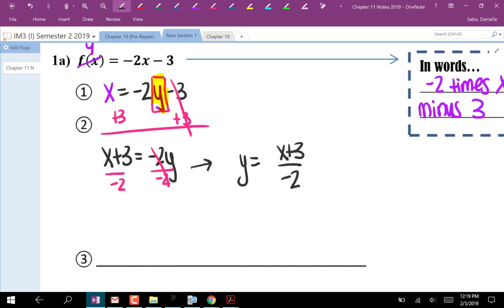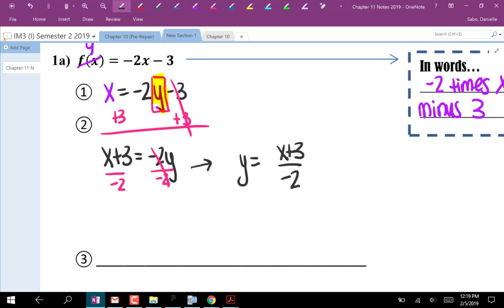And here's a good way to check it. Remember, I started with negative 3. Did I end with a positive 3? Yes, I did. I started with a negative 2 times x. Did I end with dividing by negative 2? I did. So it's a really good way to check to make sure that you did it right.